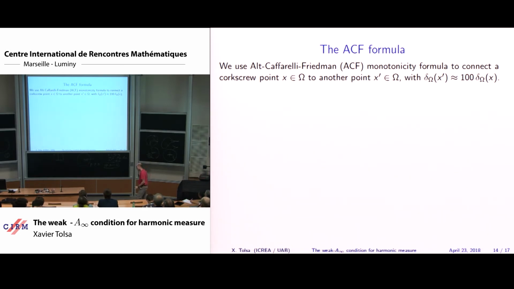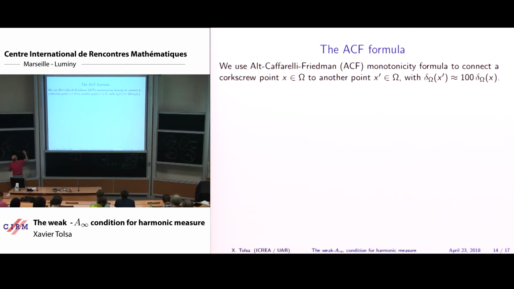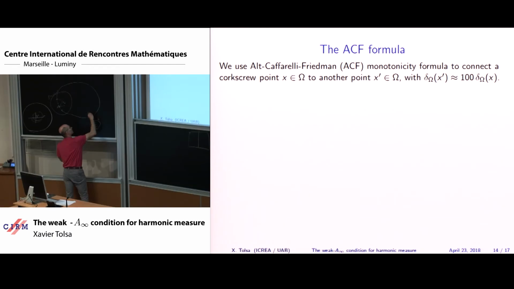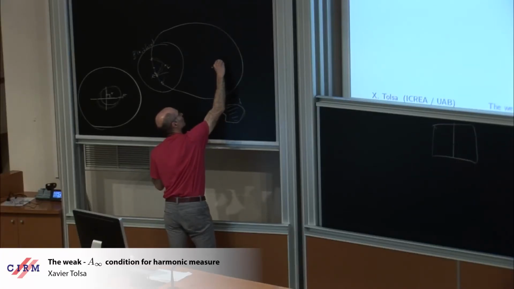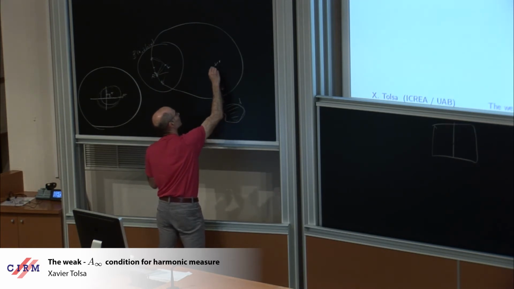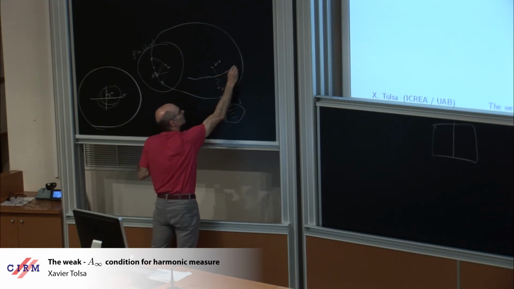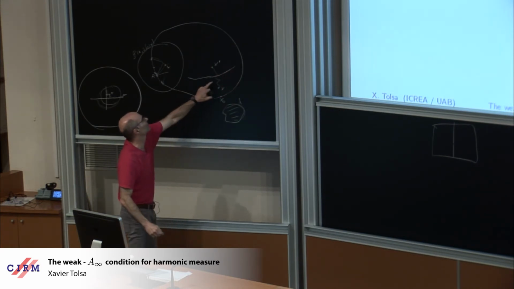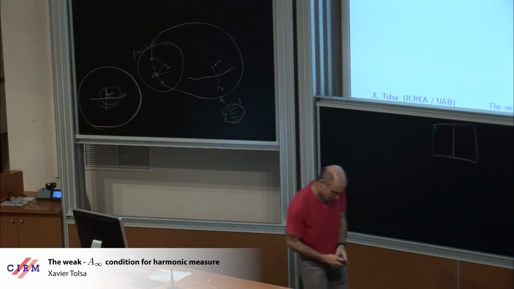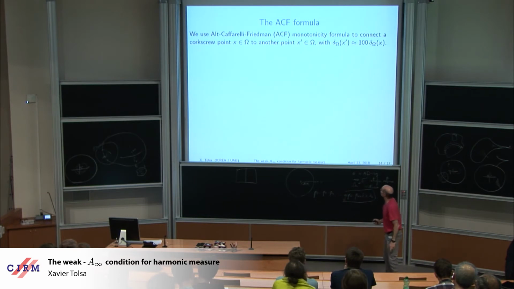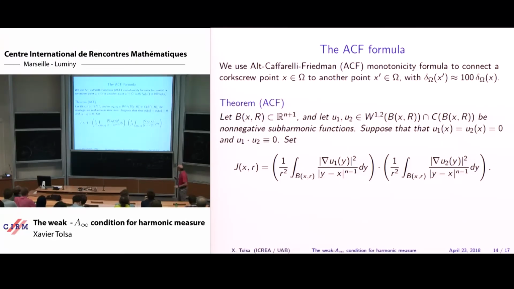So an important tool then is the so-called Alt-Caffarelli-Friedman formula. By means of this formula, what we do, so we have this point x here in the boundary, and given a point x prime, we want to find some curve that connects this point to this. Of course, we could have a very bad topology, because maybe here there is some part of the boundary, and nothing prevents this. We don't know if there is a boundary of this type here. Then something that is very useful is the Alt-Caffarelli-Friedman formula, that is this one here.